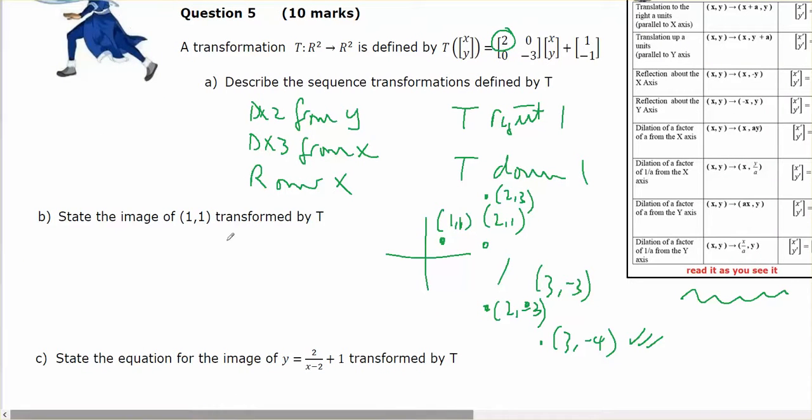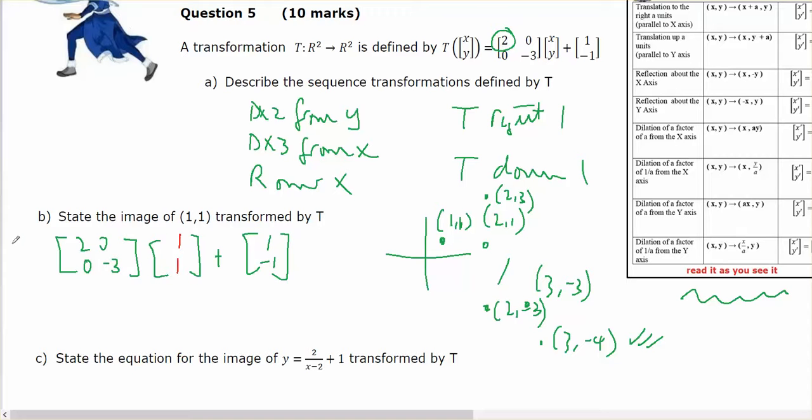Or alternatively, I know that [2, 0; 0, -3] times [x; y] plus [1; -1], and if I make that (1, 1), then the new image of (x, y) will equal that, which will be 2 times 1 is 2 plus 1 is 3, and -3 times 1 is -3 minus 1 is -4. So (3, -4) is where I expect (1, 1) to go to.